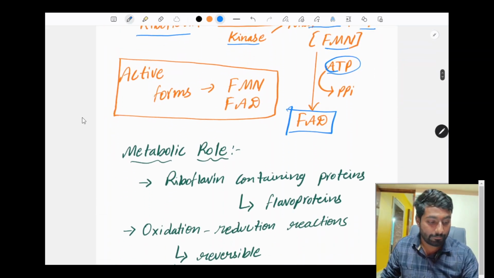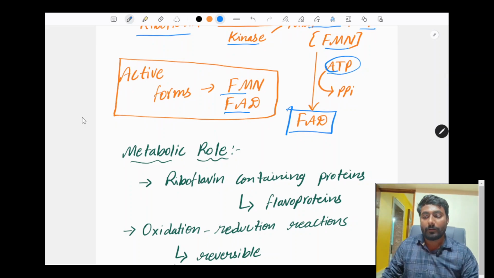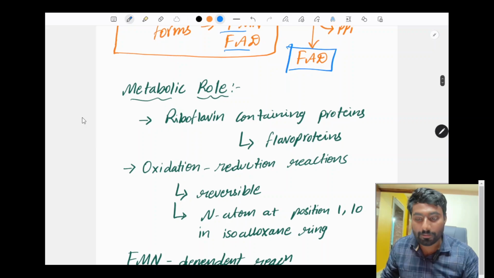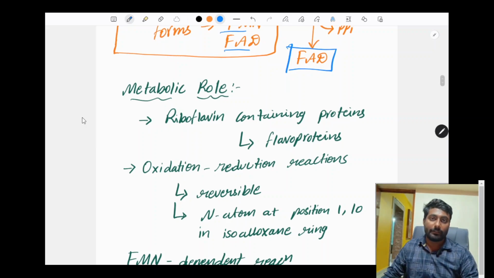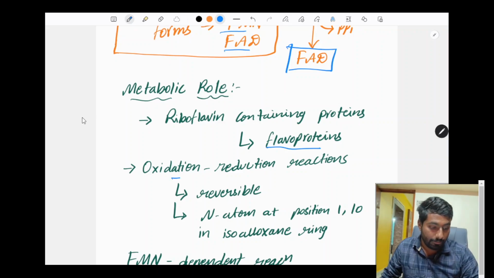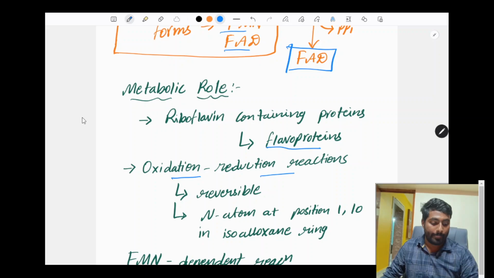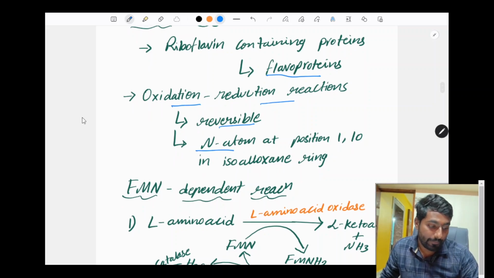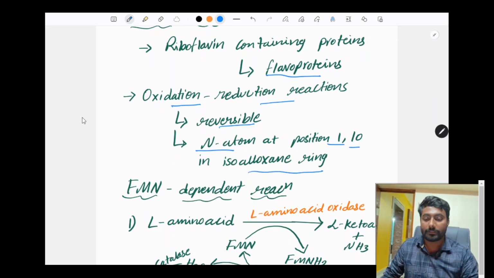Now these two are the active forms of riboflavin. We will see the metabolic role of riboflavin now. Whatever proteins have riboflavin in them are called flavoproteins. They mainly help in oxidation reduction reactions. They are reversible, and it is doing oxidation reduction because of the nitrogen atoms at position 1 and 10 in the isoalloxazine ring.